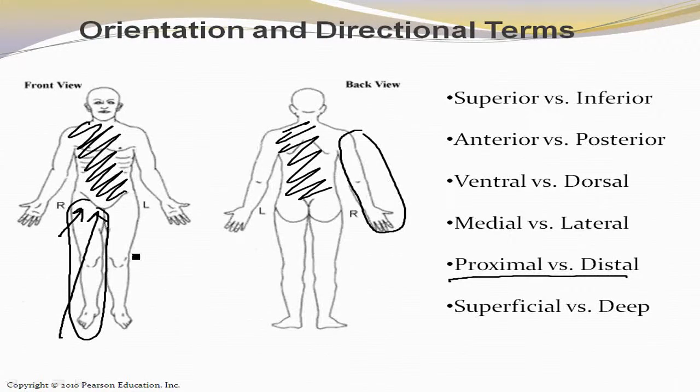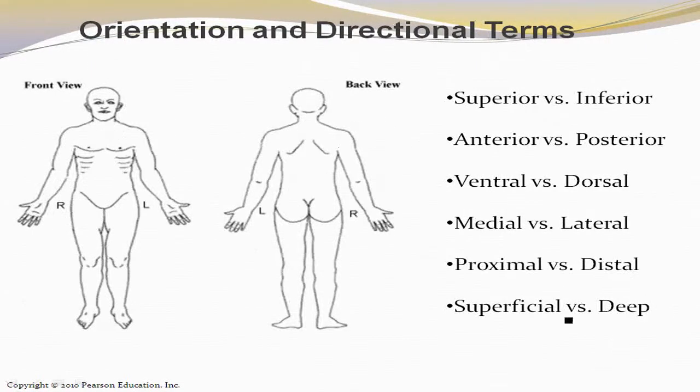Okay, so on the leg, knee versus the foot. The knee is closer to the trunk than the foot, so the knee is going to be proximal to the foot. The foot is distal to the knee. Just think about distal, distant, it's further away. Likewise on the arm, elbow versus wrist. How do you think those would be used? The elbow is closer to the trunk than the wrist, so you would say the elbow is proximal to the wrist, and the wrist is distal to the elbow.